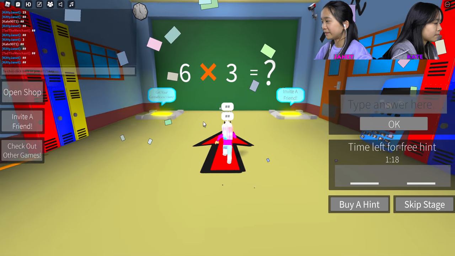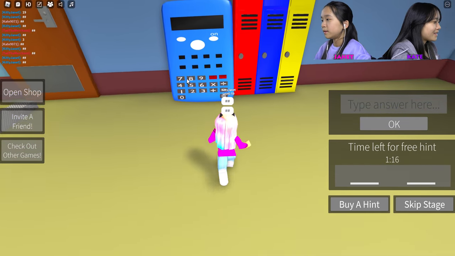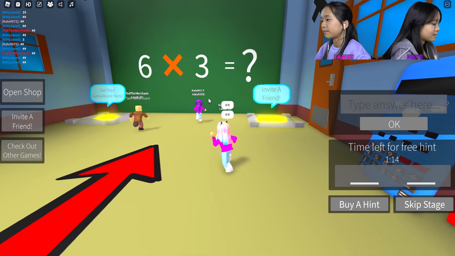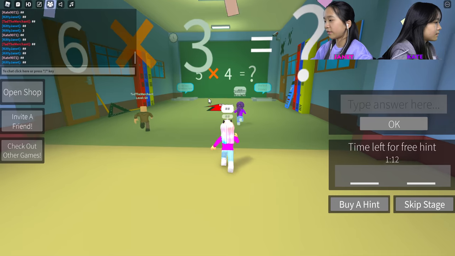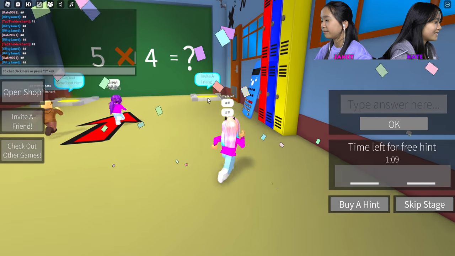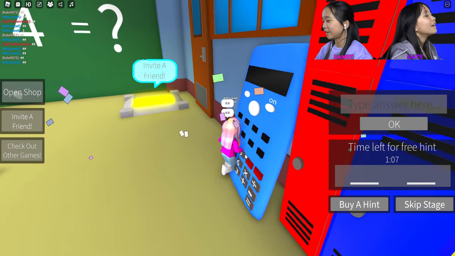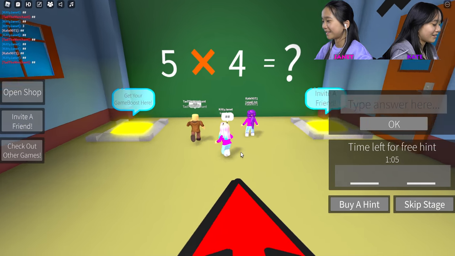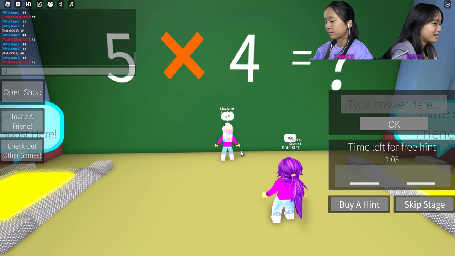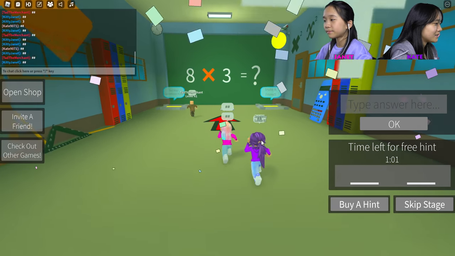Okay, back into multiplication. 6 times 3 is 18. You know there's calculators in every stage, so there is. We can just use that. Totally working. Okay. Tad's calculators. Okay. This is Tad's question. You got 20. Yeah. Janet.